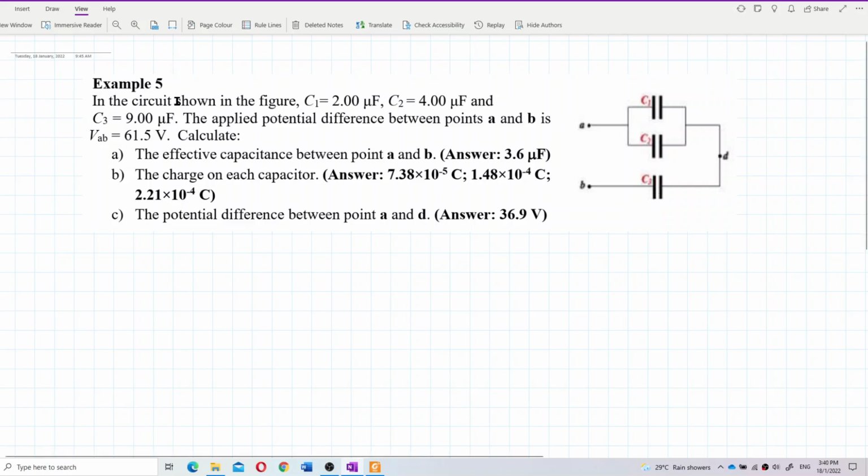Okay, in the circuit shown in the figure, C1, C2, and C3, the applied potential difference between points A and B, VAB, is 61.5 volt. Calculate the effective capacitance between point A and B, the charge on each capacitor, and the potential difference between point A and D. Okay, good.